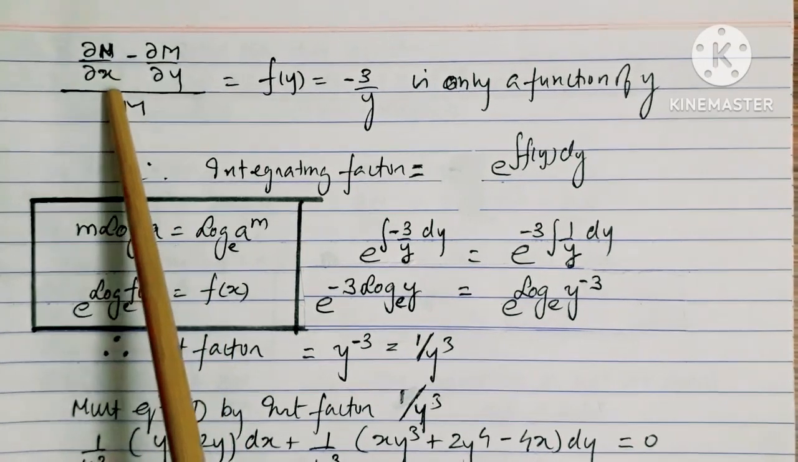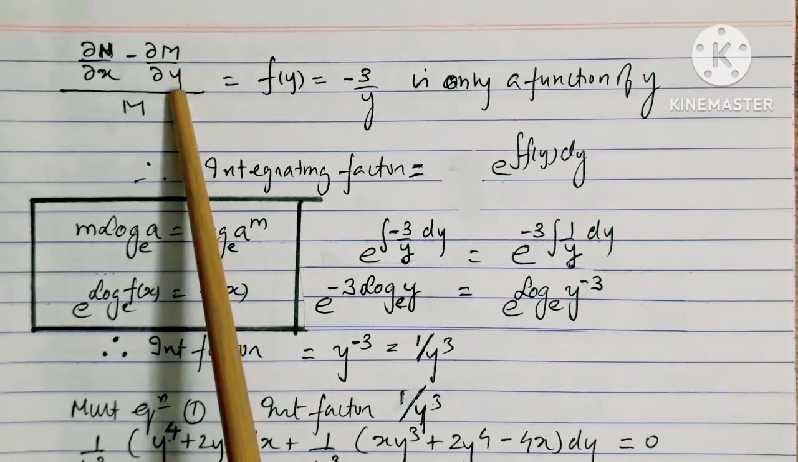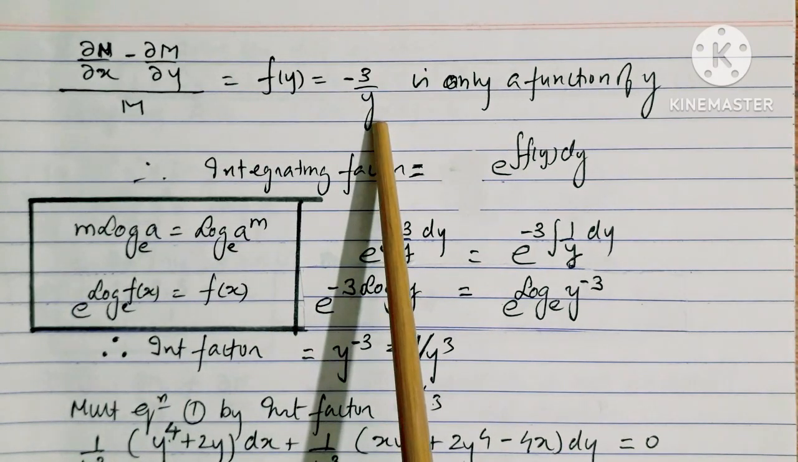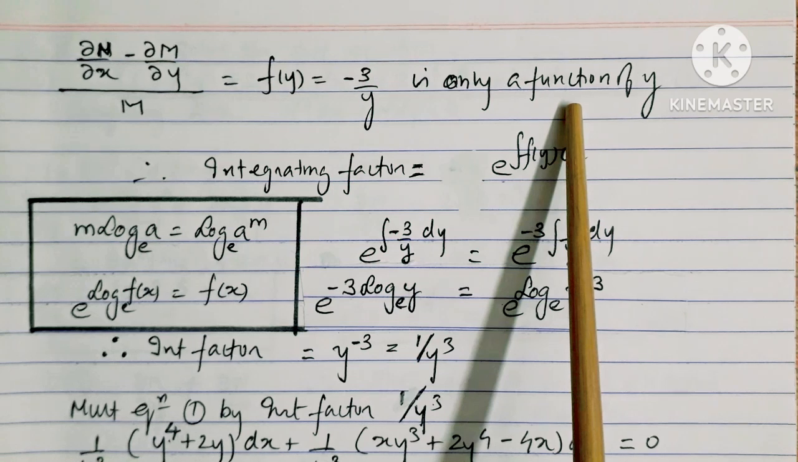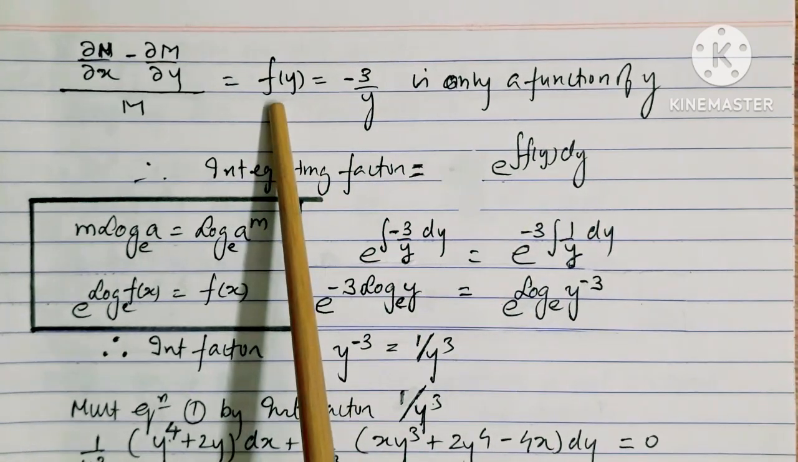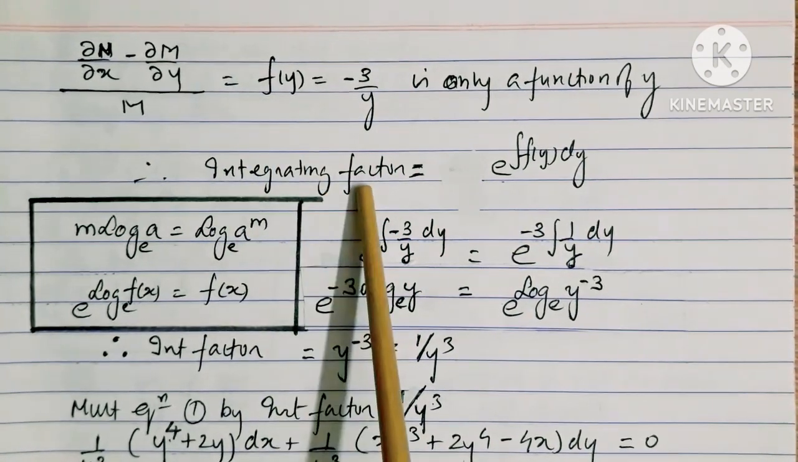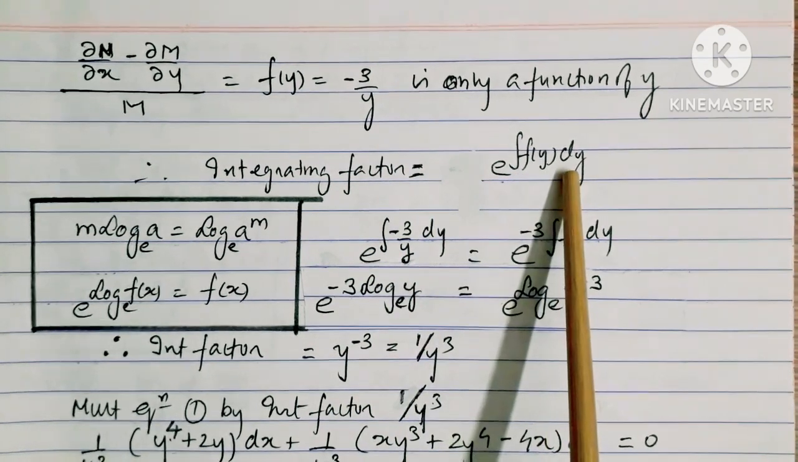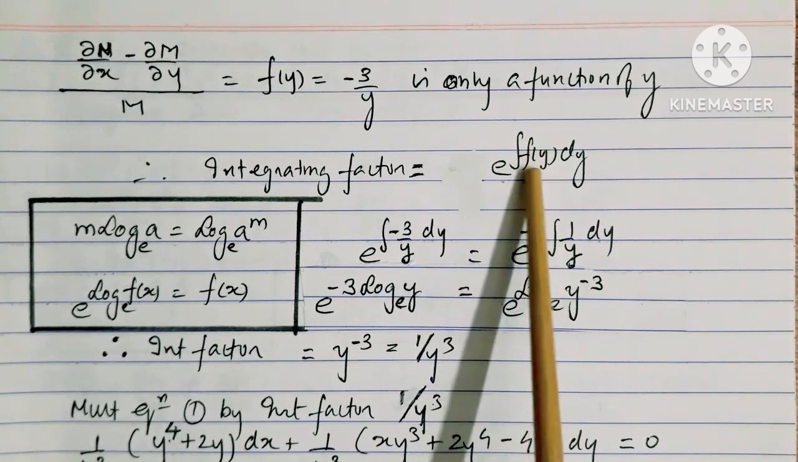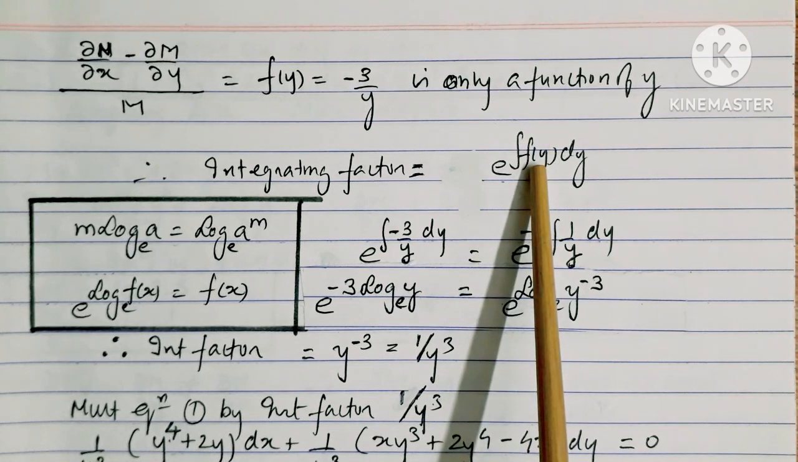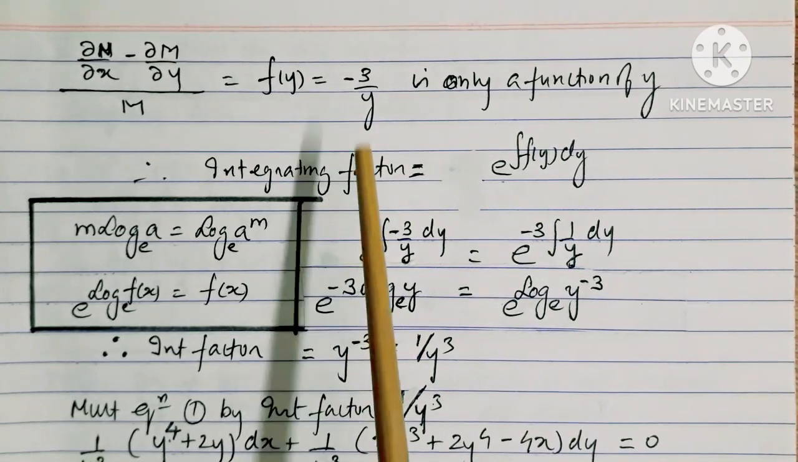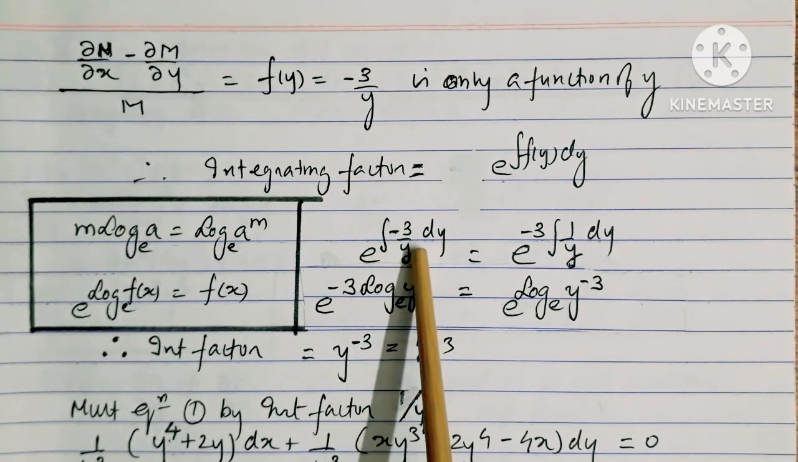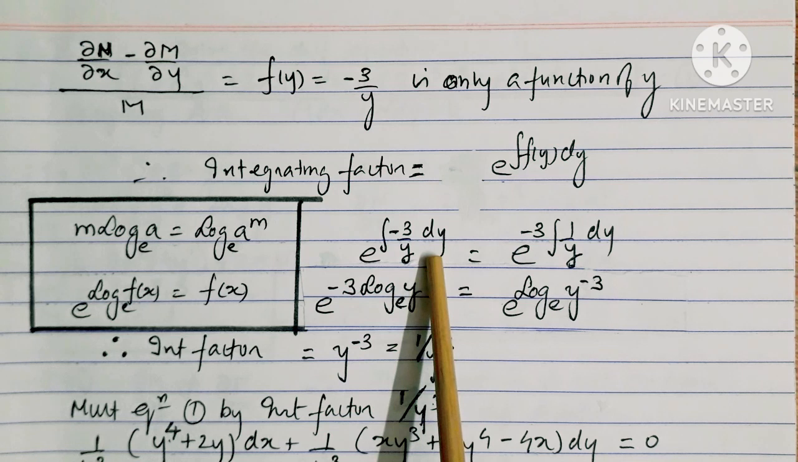Now, del n by del x minus del m by del y upon m is equal to minus 3 by y. That is, it is a function of y only, and we can call it f of y. Therefore, the integrating factor would be equal to e raised to integral f of y dy. Now let us substitute f of y over here, which is equal to minus 3 by y. So the integrating factor is equal to e raised to integral minus 3 by y dy.